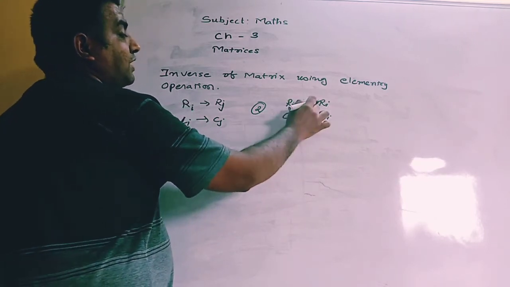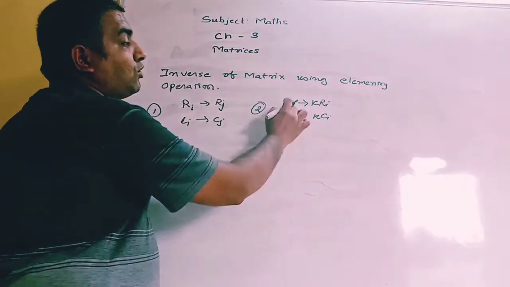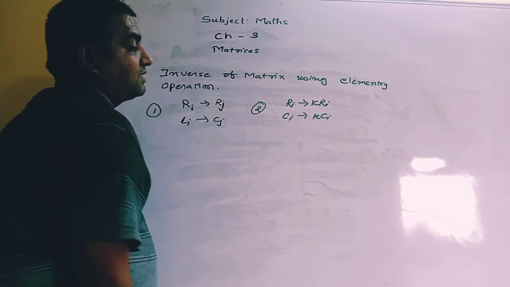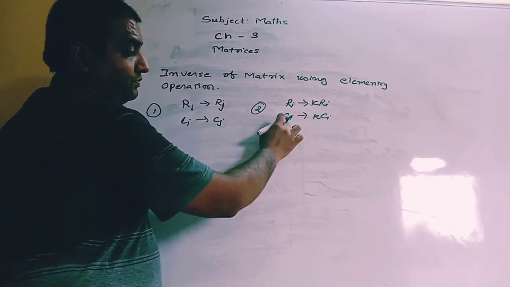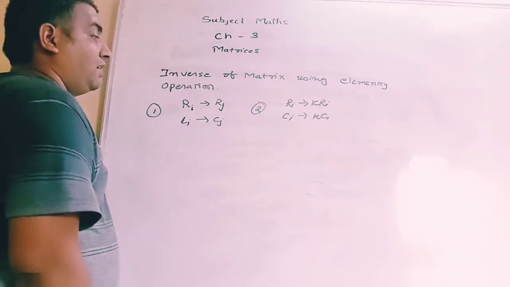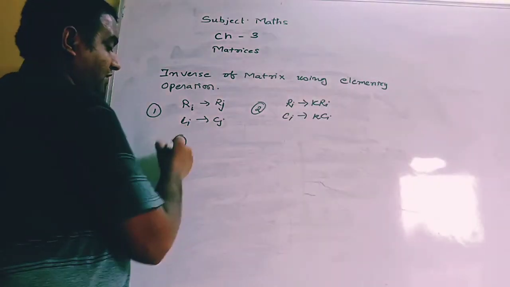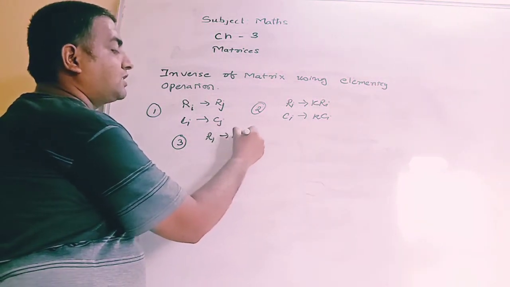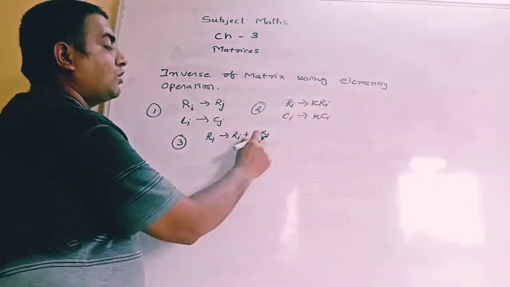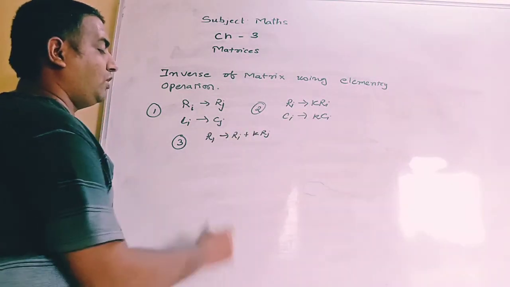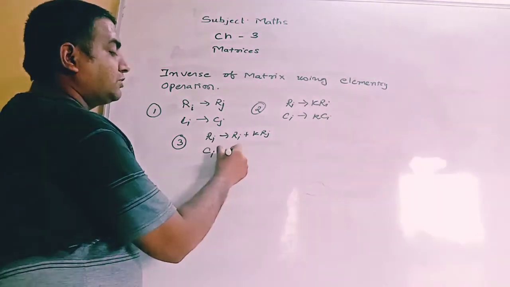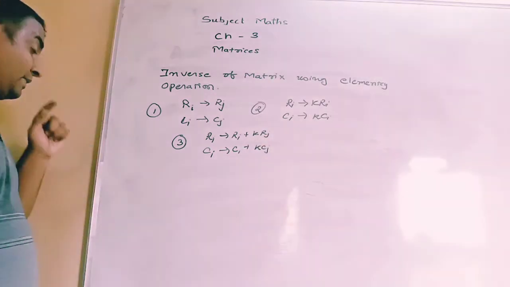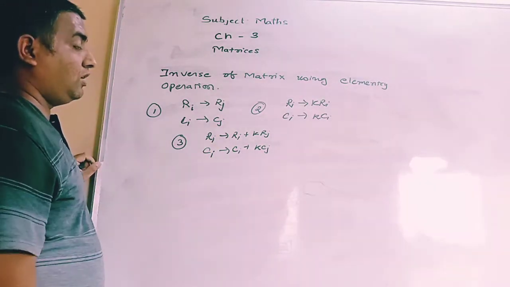Second elementary operation we have studied: Ri to kRi or Ci to kCi. So Ri to kRi means the ith row multiplied by a particular number k. Ci to kCi means the ith column multiplied by a particular number k. And the third operation we have studied: Ri transforms into Ri plus kRj, which means the jth row multiplied by k and added to the ith row, or Ci transforms into Ci plus kCj, which means the jth column multiplied by k and added to the ith column.